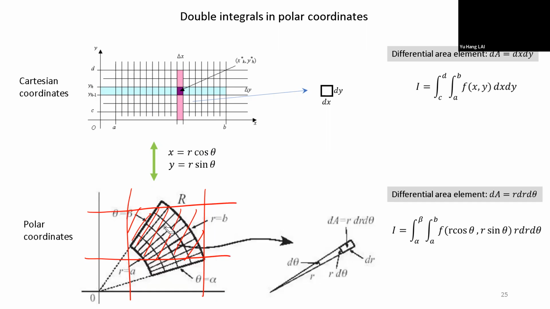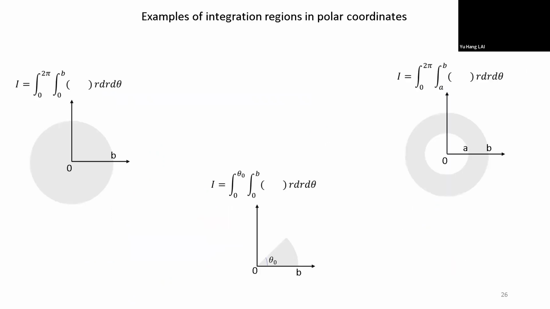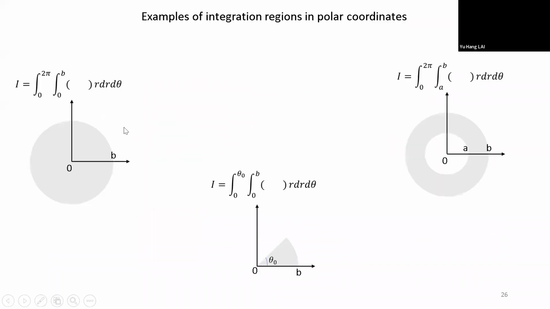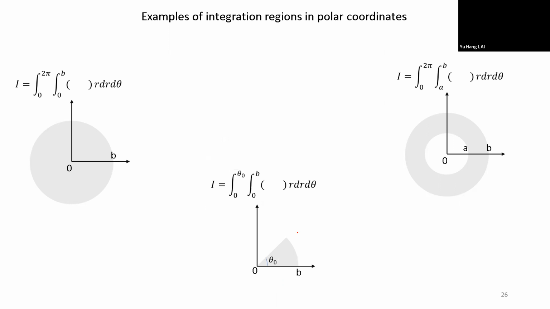So then when will it be convenient to use polar coordinates? Here we consider some typical boundary. My circles are all missing. Okay, I'll draw them out again. So suppose I want to integrate over a circular region, this circle of radius b. So I want to have this region.